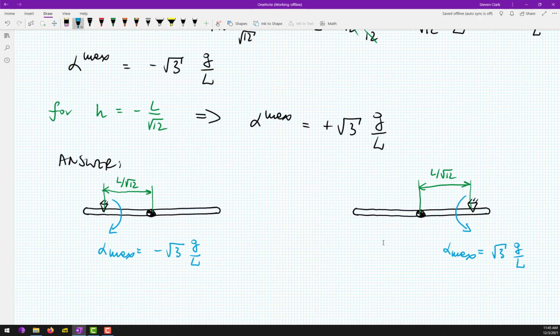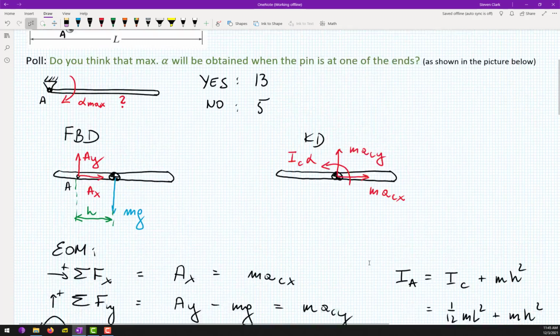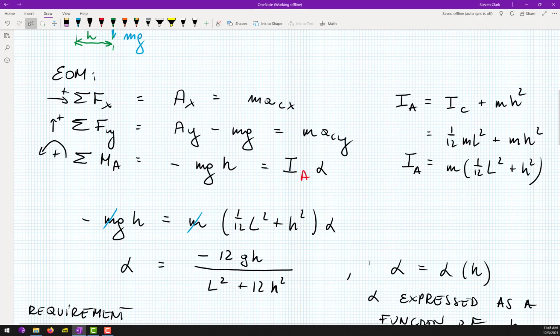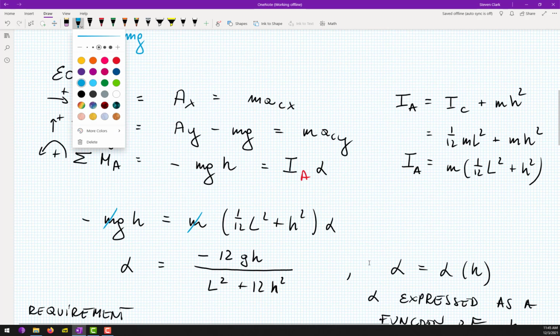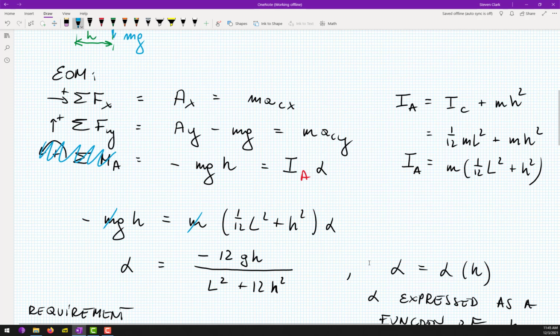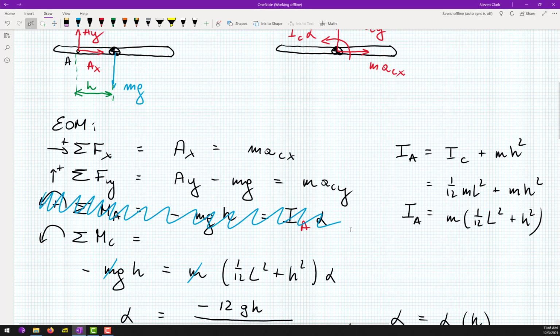I forgot to say one thing in my previous video. If you want an additional homework problem, you can solve that problem once again, but this time, instead of writing this expression, you can do sum of moments about C. But then you will end up here with an unknown. In here you will have minus A_y h, and I_C alpha. So that would be much longer.